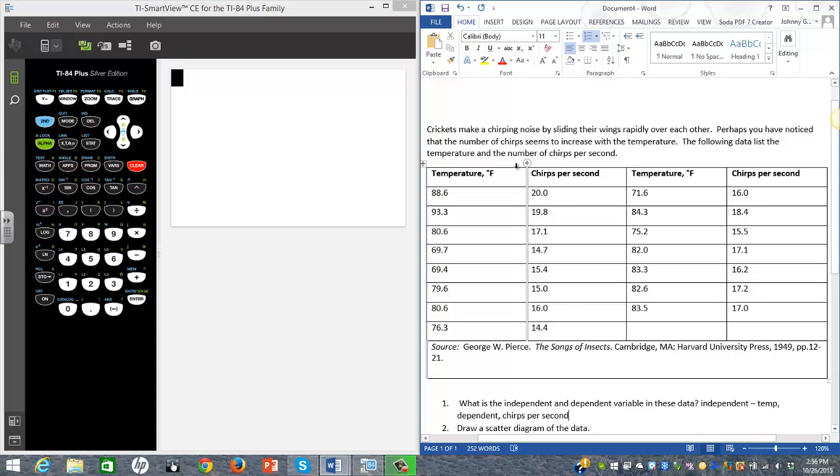It says, perhaps you've noticed the number of chirps seems to increase with the temperature. So the temperature is not dependent on the number of chirps that a cricket has, because the temperature is going to stay whatever it's going to be no matter what, but the chirps will change based on the temperature. There's a little tongue-tie in there.